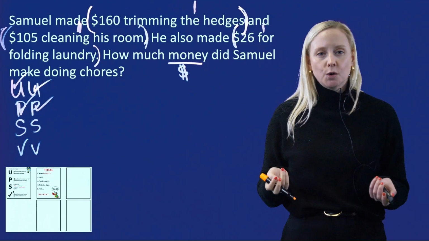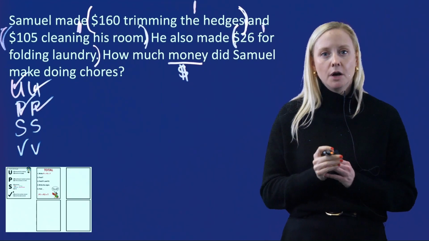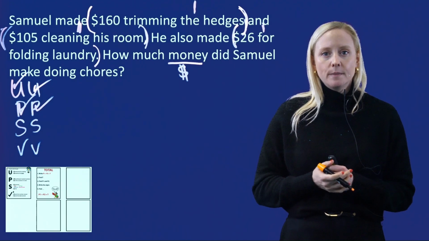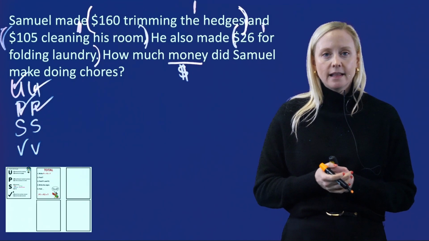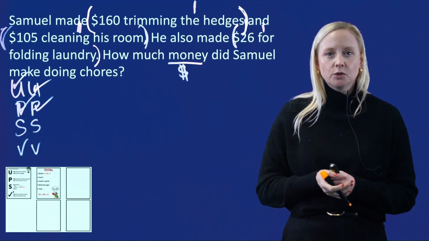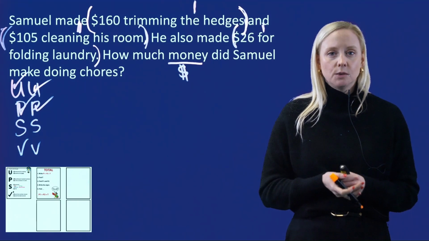My first S stands for schemas. Here we're talking about total problems. And in total problems, we're putting parts together for a total. So let's read this to see if it's a total problem. It says Samuel made $160 trimming the hedges and $105 cleaning his room. He also made $26 for folding laundry. How much money did Samuel make doing chores?